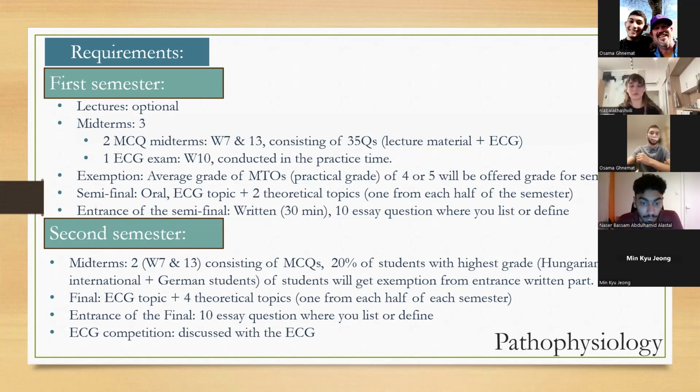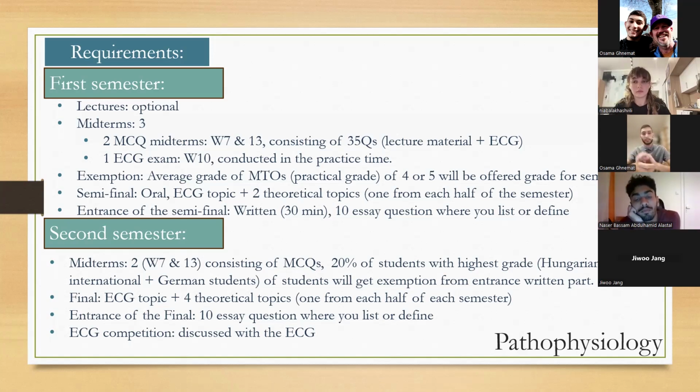It's going to be 30 minutes, and it's just 10 essay questions where you either list or define some things, like the definition of a disease, or list some things. For example, what are the signs of inflammation, and you have to list them: rubor, calor, dolor, etc. So this is the concept.